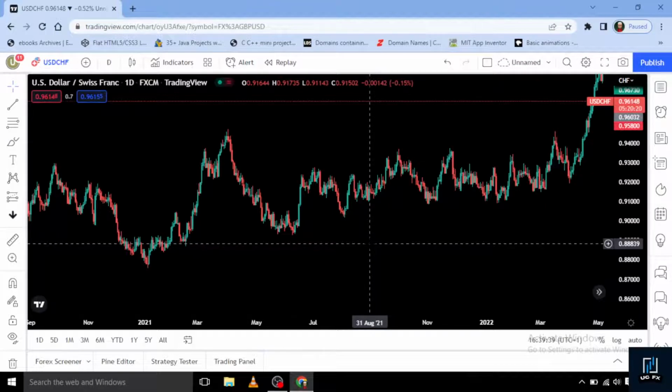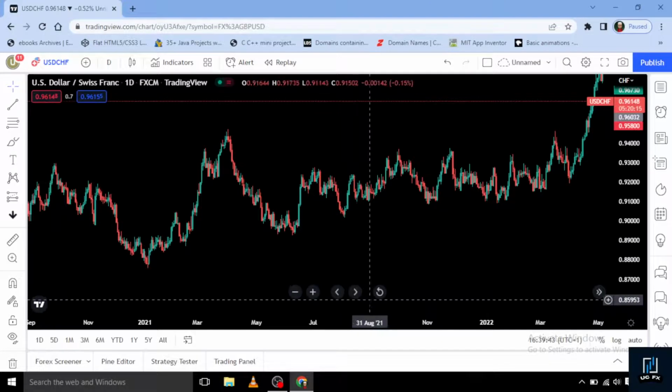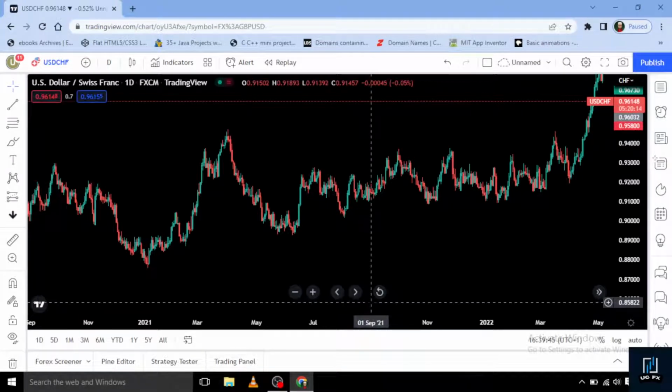So let's start from the higher time frames. This is USD CHF. Order blocks on the chart are identified as the last bearish or bullish candle before an impulsive move. For you to say you have an order block, it must be identified by an impulsive move. We have two types of order blocks. We have the bullish order block, which is marked out as the last bearish candle before an impulsive move upwards. Let me show you that.